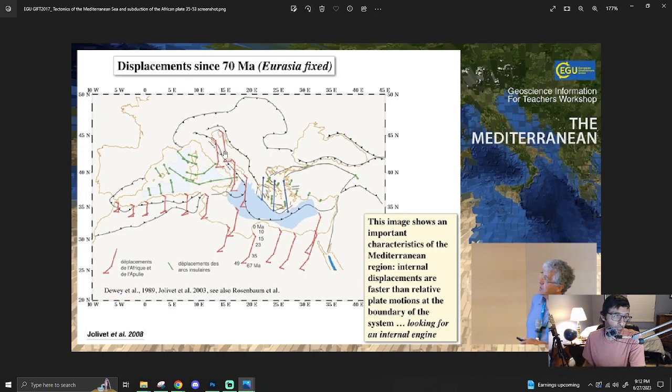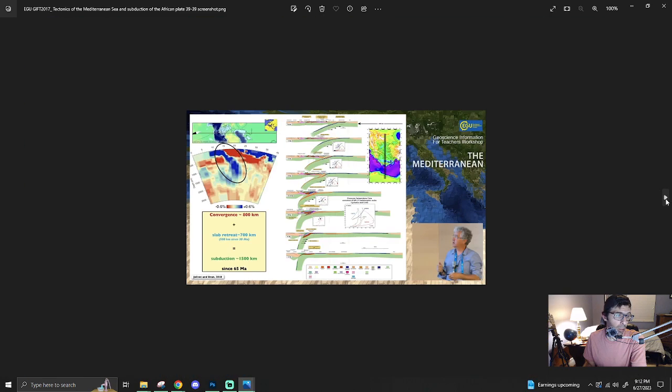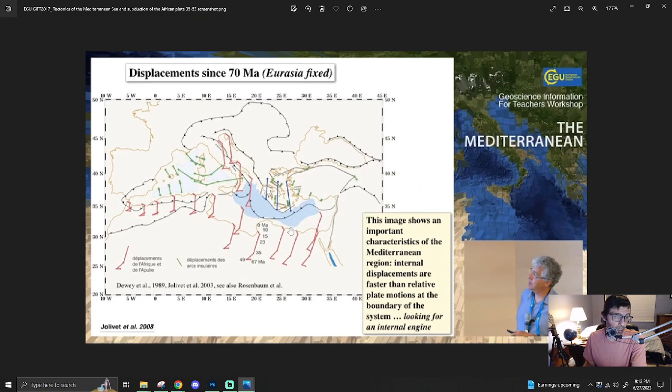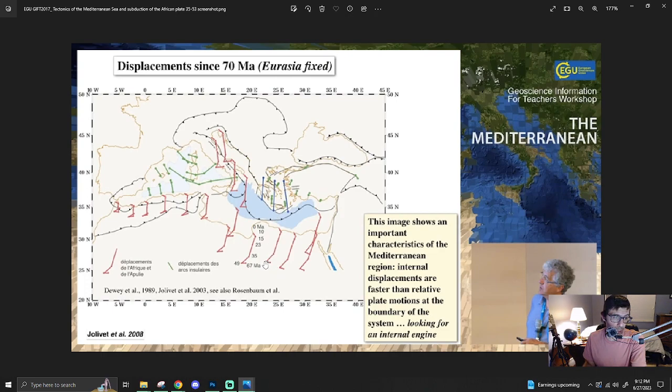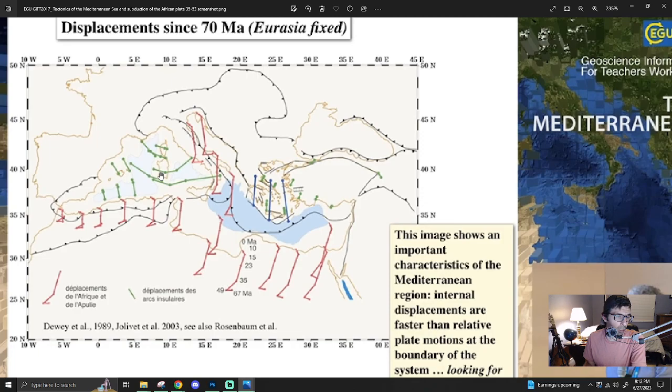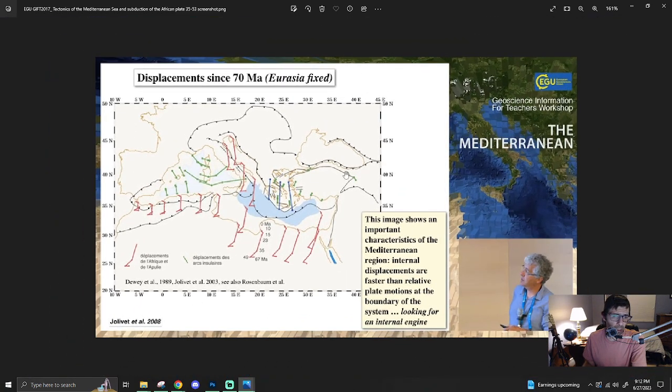Displacement since 70 million with Eurasia fixed. Internal displacements are faster than relative plate motions at the boundary of the system. Like in comparison to Africa, from 67 to 0. I don't know, I think he said like it's much more. I don't know. In Europe.